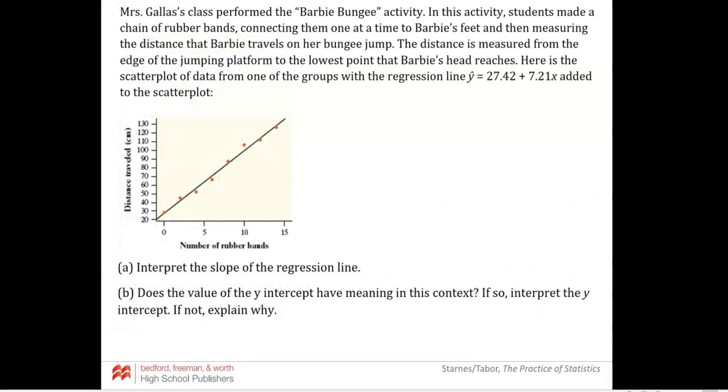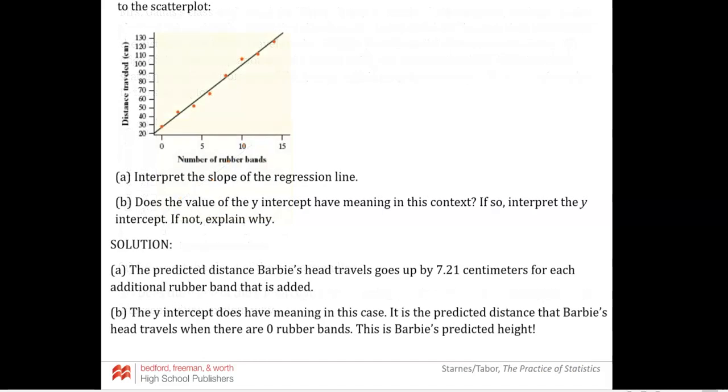Part B: does the value of the y-intercept have meaning in the context? The y-intercept is when the x value is 0. So when the number of rubber bands is 0, we predict that the y value will be 27.42, which means we predict that the distance traveled will be 27.42 centimeters. That's weird, but it does have a meaning: it is the predicted distance traveled when there are 0 rubber bands. This is Barbie's predicted height.